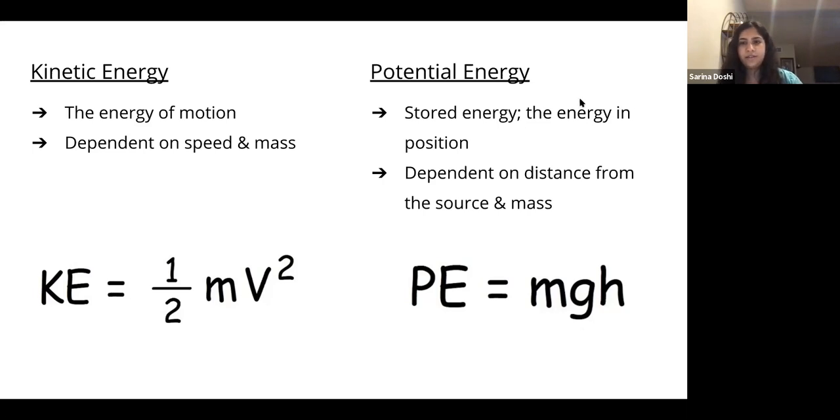So if you have a certain understanding of math, you'll know exactly how kinetic energy and potential energy are dependent on speed, mass, and in this case, h refers to height or distance from the source. So first looking at kinetic energy, as the mass of the object increases, the kinetic energy increases, and as the velocity of the object increases, the kinetic energy will also increase.